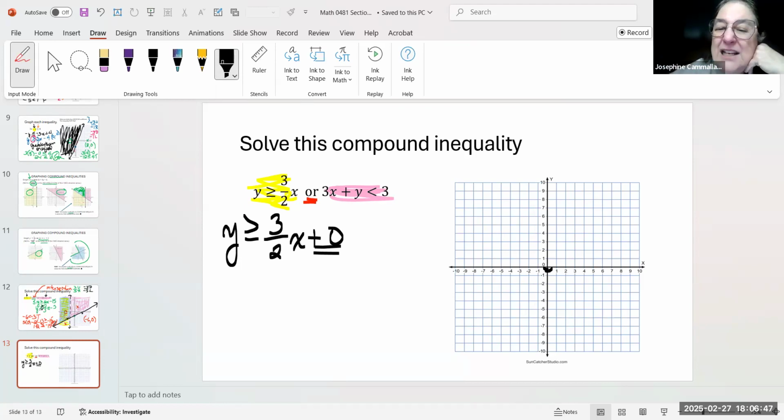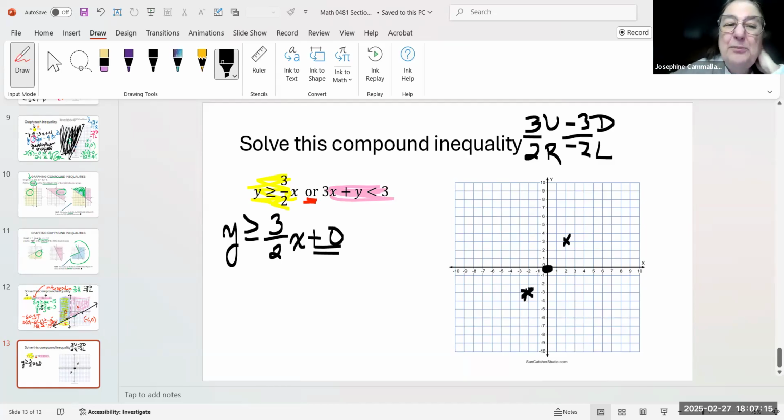That's my y-intercept, 0, 0. My slope is 3/2. Up 3, right 2, which means I'm going right there. And then I'm going to go down and left, which is -3 over -2 from my black dot. Down 3, left 2. Now this has a line underneath it, which means I'm going to draw a solid line.